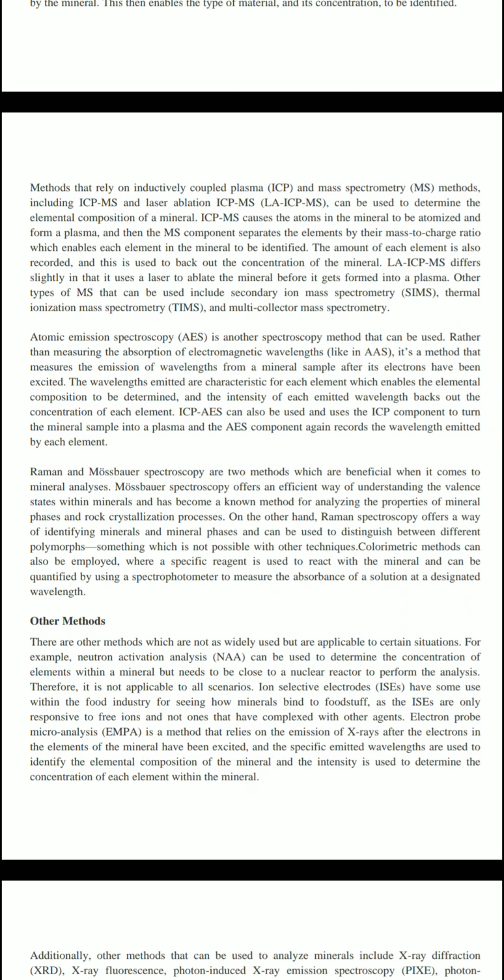The next method is atomic emission spectroscopy, AES. It is another spectroscopy method that can be used. Rather than measuring the absorption of electromagnetic wavelengths like in AAS, it is a method that measures the emission of wavelengths from a sample after its electrons have been excited. The wavelengths emitted are characteristic for each element, which enables the elemental composition to be determined, and the intensity of each emitted wavelength backs out the concentration of each element.